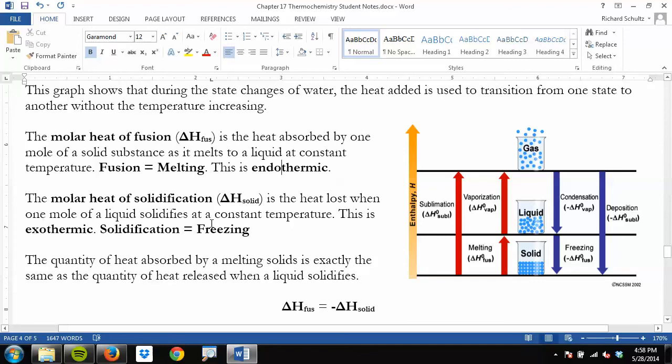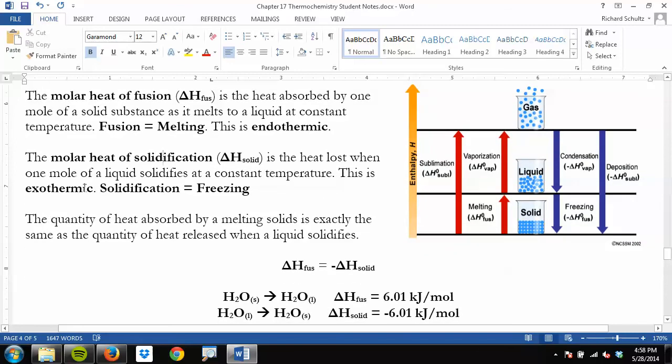Going the opposite direction, solidification or freezing, notice solidification is freezing, same thing. This is the opposite process of fusion or melting. And so in this case it's exothermic, again restating what we said a second ago. So this molar heat of solidification is a fancy way of saying the amount of energy needed to change 1 mole of something from a liquid to solid.